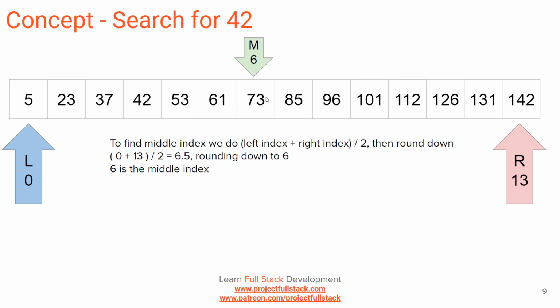Makes sense, right? Because we already searched 73. We know that didn't equal 42. We know it's less than, so we know it's not 73, so we can literally chop off this whole side of the list over here. We can chop off this whole side of the list and then move our right index here, and now we have basically eliminated half of our search space.